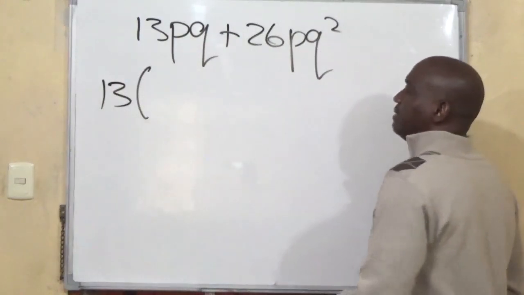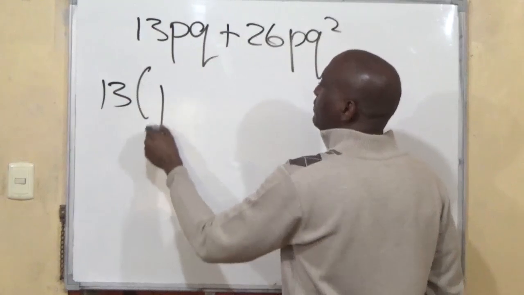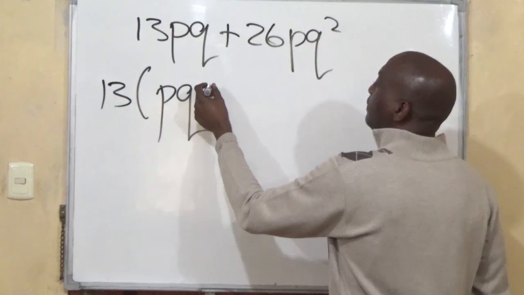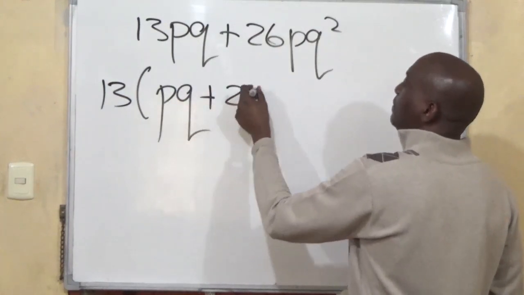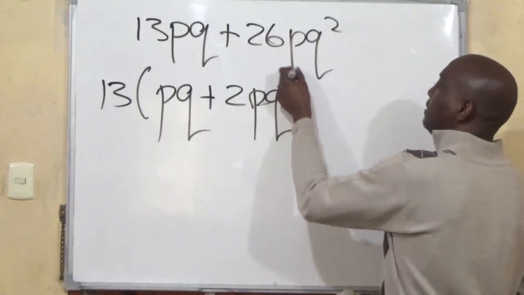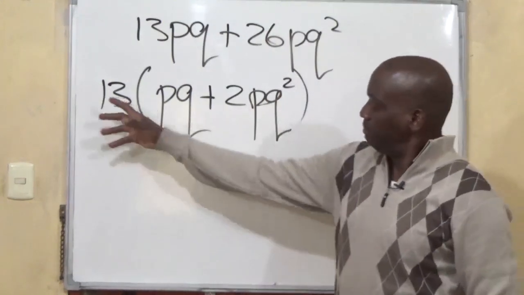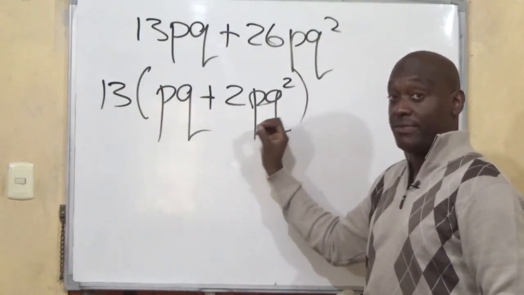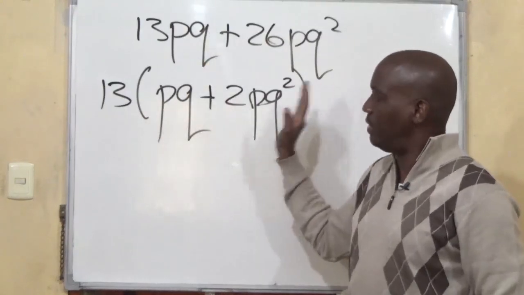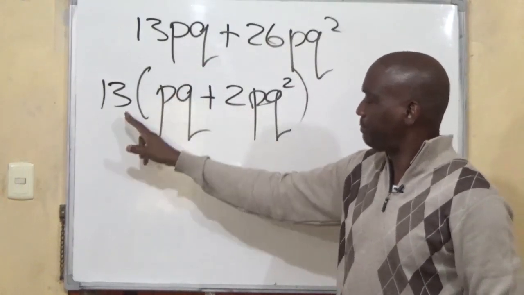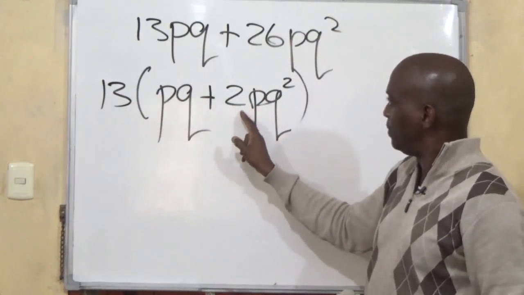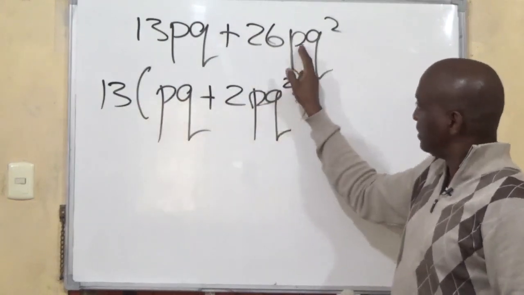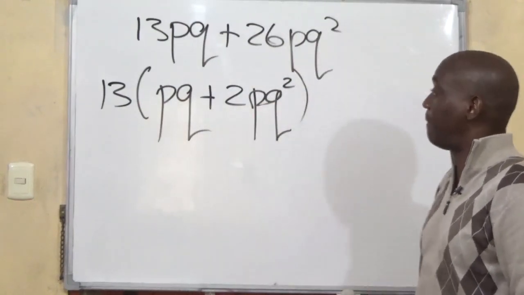You have the brackets inside. 13 into 13pq will leave you with pq. 13 into 26pq squared will leave you with 2, since 13 into 26 is 2, and you have the pq squared right there. Alright? So writing it like this gives you the opportunity to conduct a proper visual inspection. You could double check as you go along. 13 by pq is 13pq. 13 by 2 is 26. 13 by 2pq squared is 26pq squared. So you know you're going good so far, right?